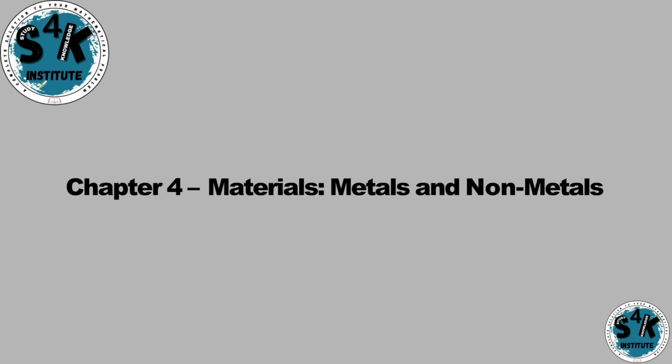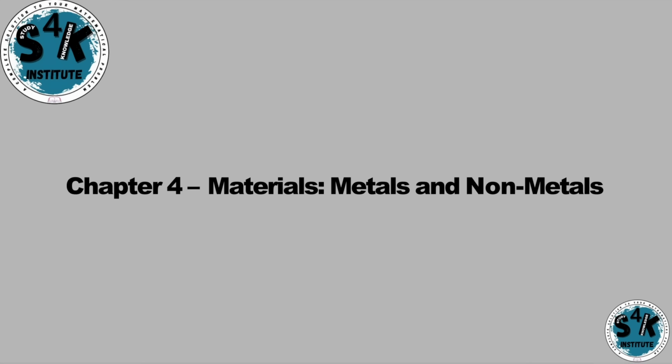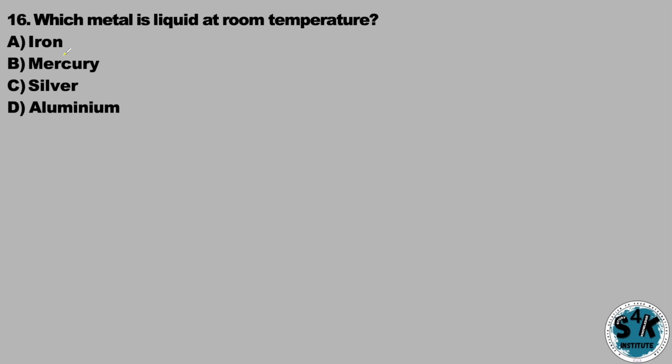The next chapter is chapter 4, materials, metals and non-metals. Let's see. Which metal is liquid at room temperature? This is a science favorite question. So it is mercury. You must have seen mercury in a thermometer.